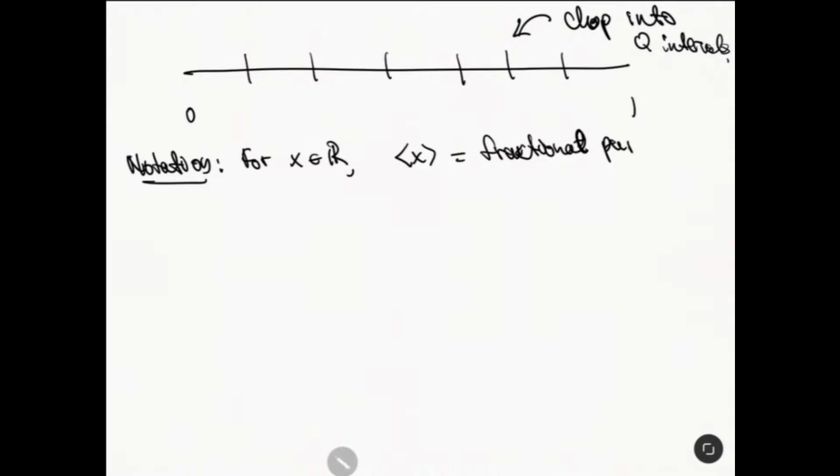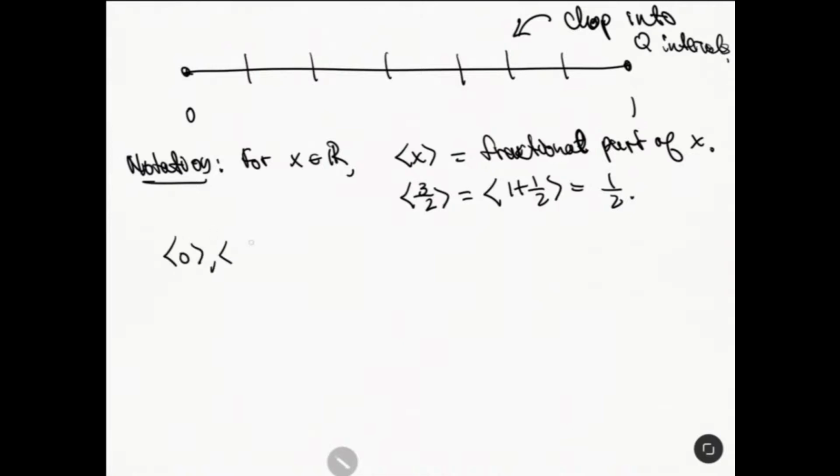Fractional part of x. So this is the notation. For example, 3 halves is equal to 1 plus a half, and the fractional part is a half. So you just take the part that's smaller than 1; you take off the biggest integer that you can. Okay, 0, 1.